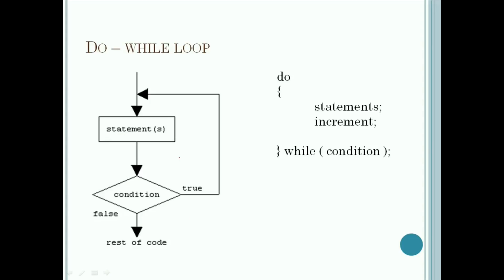So I am giving you the basic flowchart of what the do while loop does. First of all, a statement will be executed, then we check the condition. If the condition is true, we go to that statement again and it will be executed, until we get a false condition. Then there is the syntax of do while. Do is a keyword, and while is also a keyword. We start from the do, and a block of statements will be executed. After the block of statements, we increment, then we check the while condition.